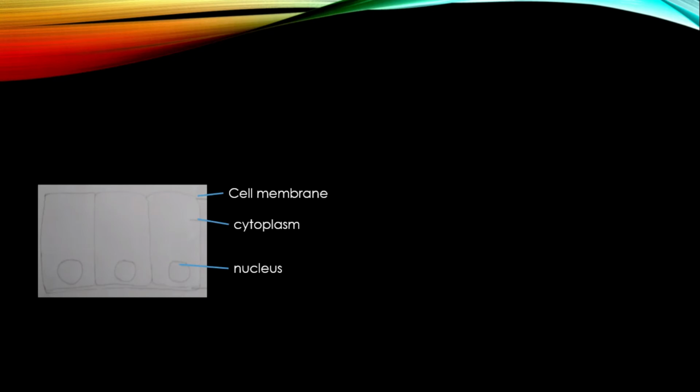Here we have what is called the epithelial cell. Now, with the epithelial cell, we're identifying the cell membrane, the cytoplasm, and the nucleus. Remember, we said that the epithelial cell forms the covering of our organs.